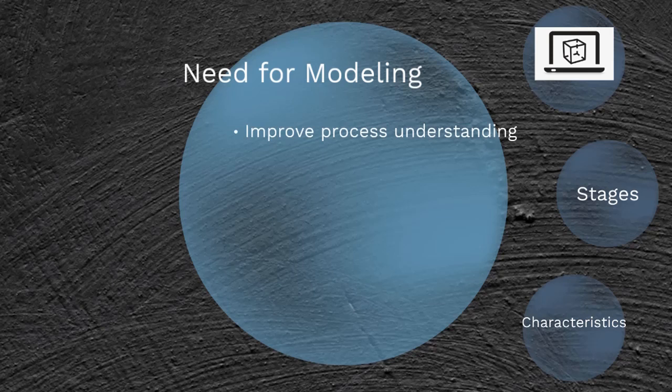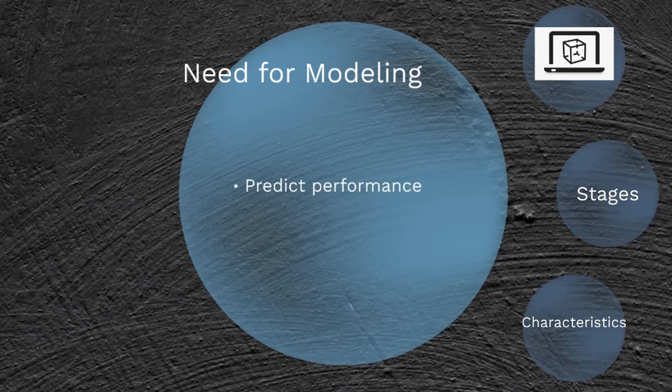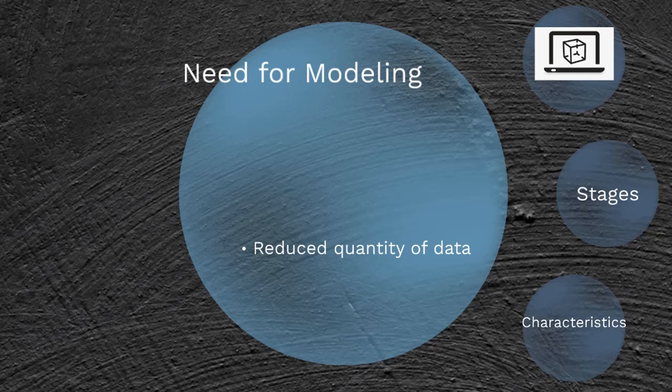Modeling is carried out to improve process understanding of performance and predict the performance under conditions such as process design, optimization and control. And thirdly, in a mathematical model, we can have one or more equations that we can use to answer questions about the system by using minimum data compared to the empirical approach. Now, what is an empirical approach?